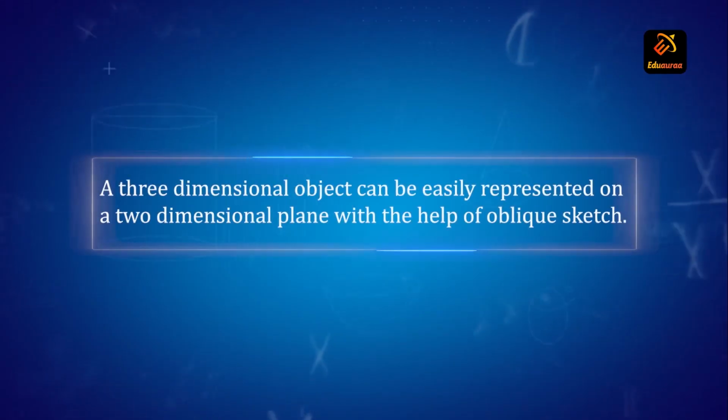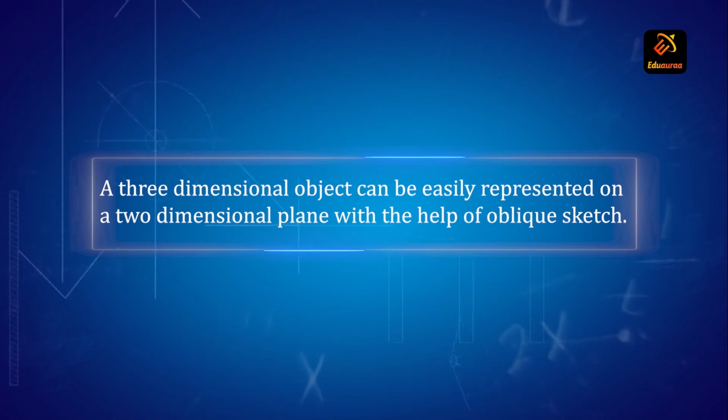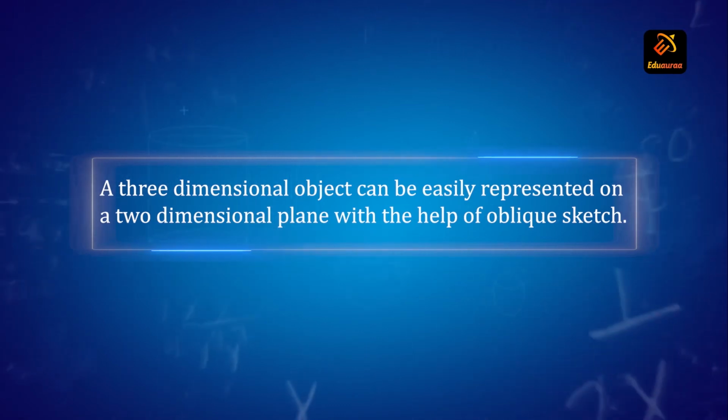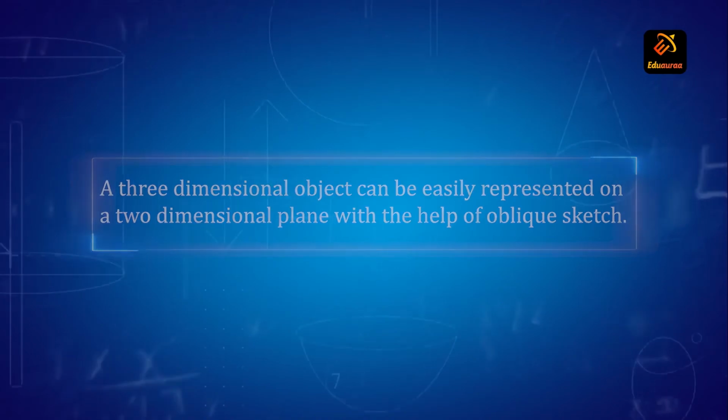A three-dimensional object can be easily represented on a two-dimensional plane with the help of an oblique sketch. Let's start with a figure of a cube, which is a simple and symmetric solid. We know that a cube is a three-dimensional object, but the image of a cube drawn on paper gives us a clear picture of how the cube looks. The plane of the paper is two-dimensional, but a three-dimensional solid such as a cube can be represented on it.